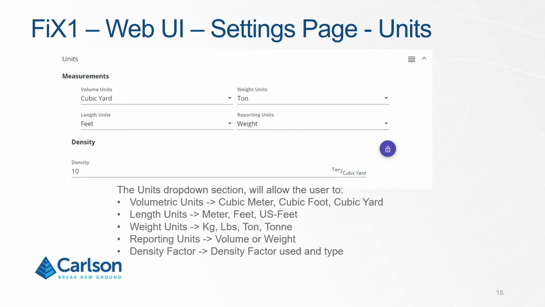And then you have the selection of using reporting units, volume or weight. You would want to select volume if you did not know the density, and you would select weight if you knew the density, like tons per cubic yard or kilograms per cubic meter. That's where you would select either or. So if you don't know what the density is, you would just report the volume. And of course, the density section there has a lock and unlock. You can go in and put the value you want.